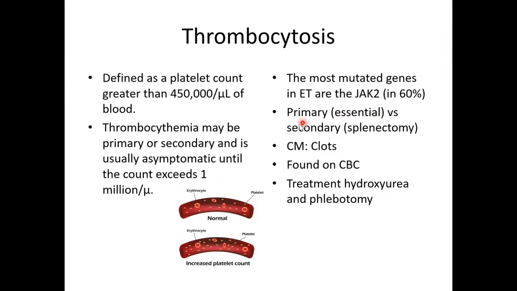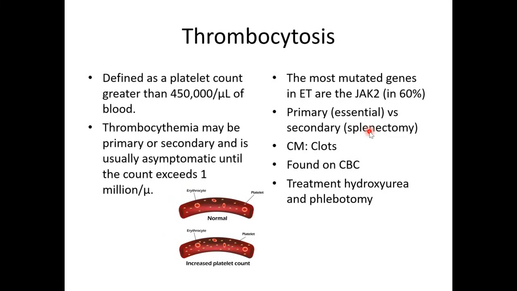So primary is essential, versus a secondary thrombocytosis, which could be caused by a splenectomy. So somebody gets their spleen removed for whatever reason. Maybe somebody has a trauma and their spleen breaks open, and they have to have their spleen removed. After splenectomy, platelets that would normally be stored in the spleen are now just circulating all around, and they have high platelets. It's not a genetic problem. It's caused by something else, and a trauma that caused the person to lose their spleen would be a pretty good example. So what are the clinical manifestations?